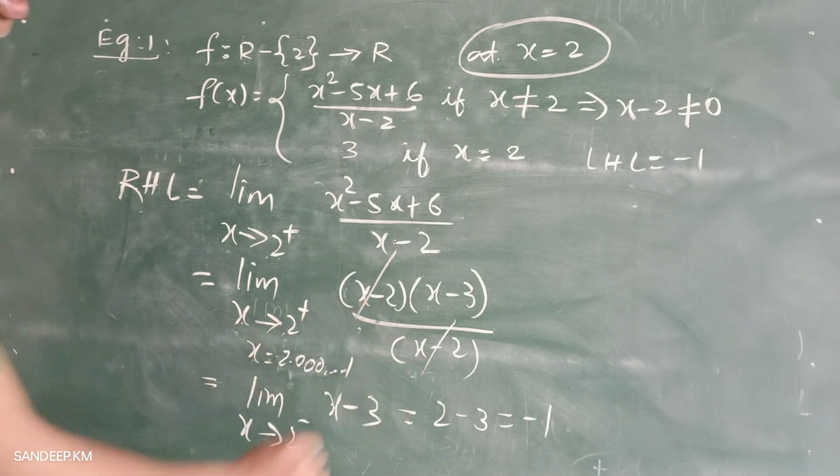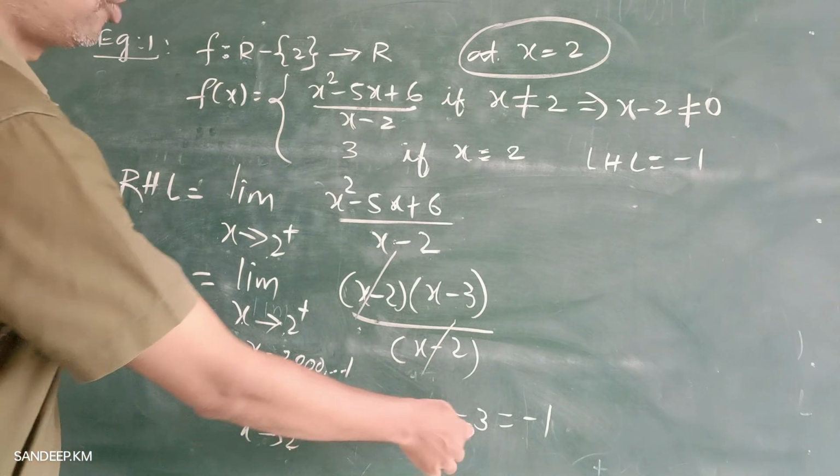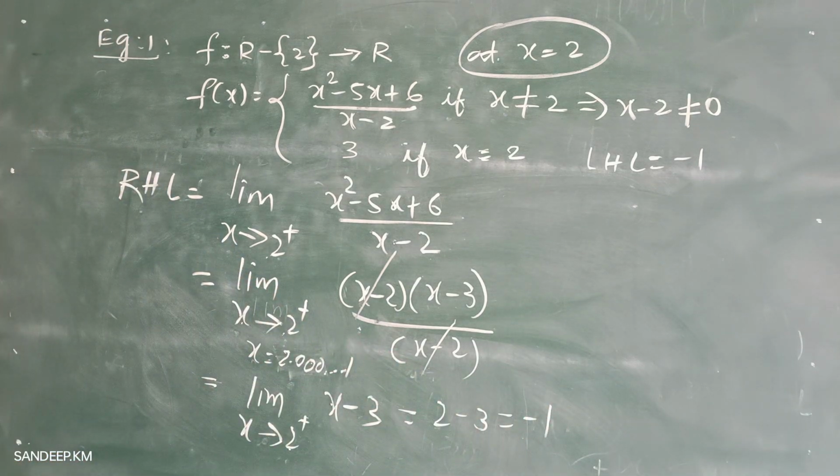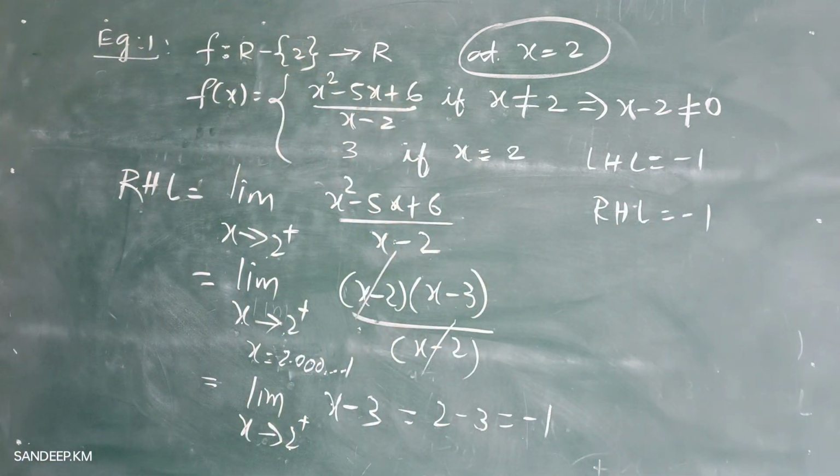So I can cancel these two. Then I can write x minus 3. So x approaches 2 plus, x minus 3. Now we can substitute x as 2. So what you will get? Minus 1. So even the RHL is also minus 1.